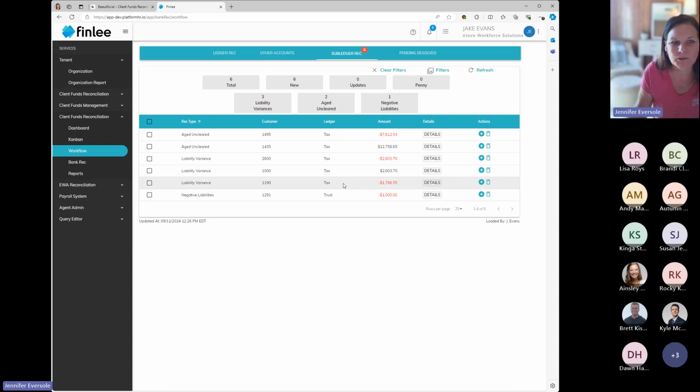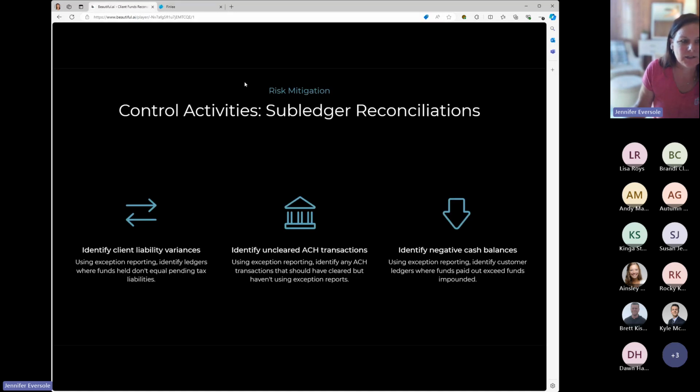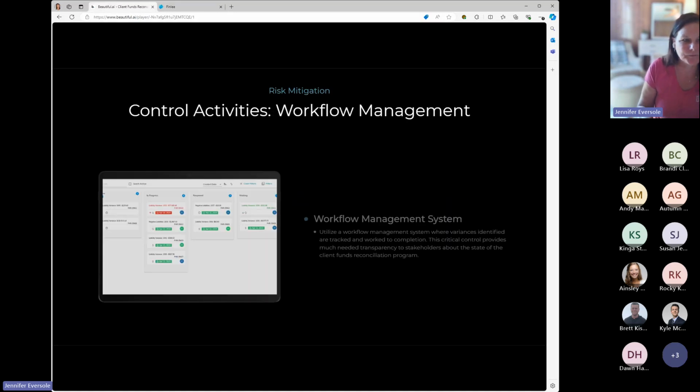So if there's both a negative liability and a liability variance, we simply display the liability variance, because that will give you all the information. That keeps your variances from doubling, from being in there twice, so the same dollars aren't double counted on your dashboard. So those are the subledger reconciliation items that we look for there.